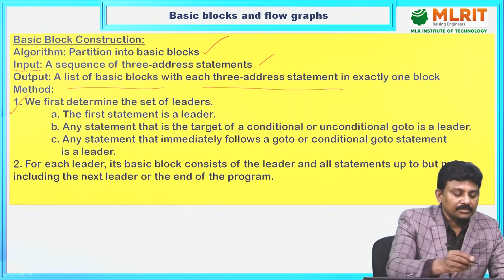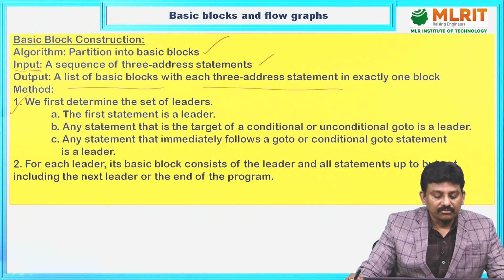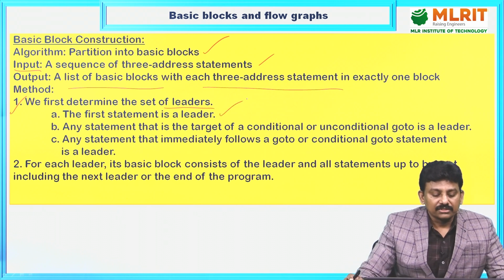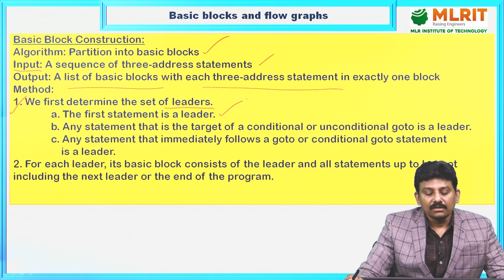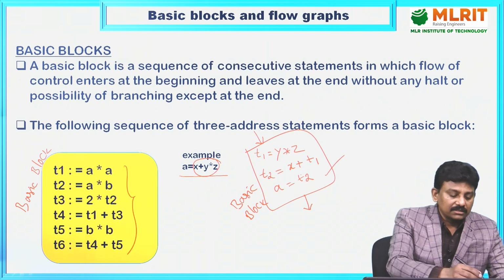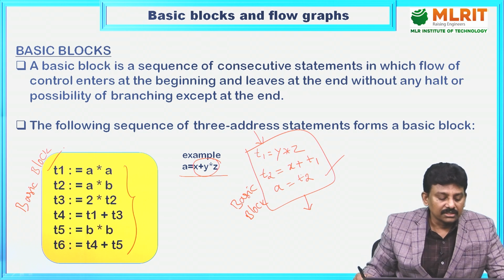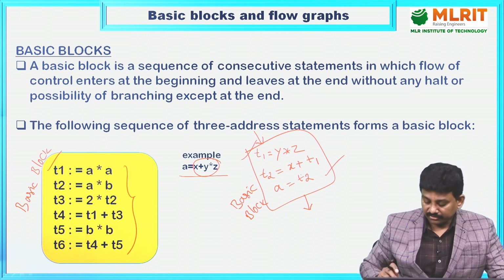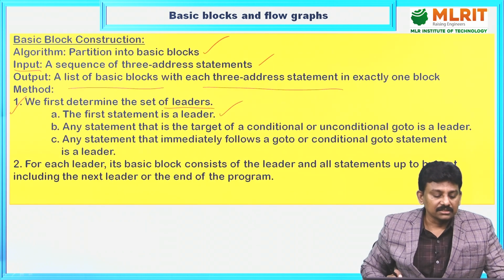Method. First step, we determine the set of leaders in the basic block. Every first statement is a leader. The first statement in the set of 3 address statements is a leader. Here T1 = A * A is the leader, and T1 = Y * Z is a leader. The first statement is a leader.